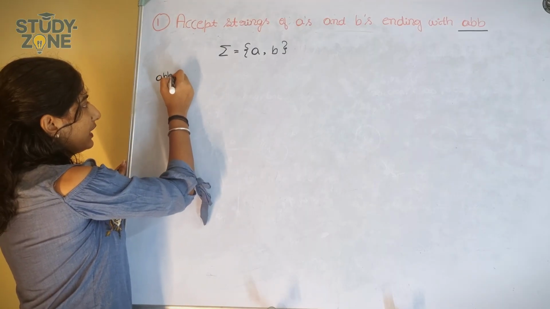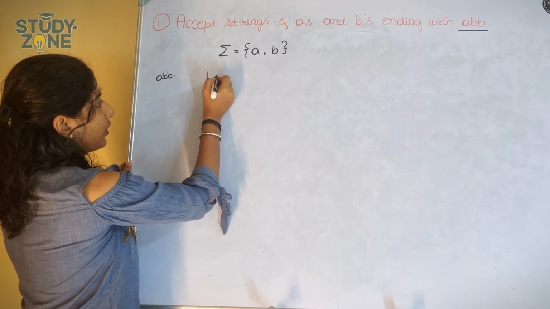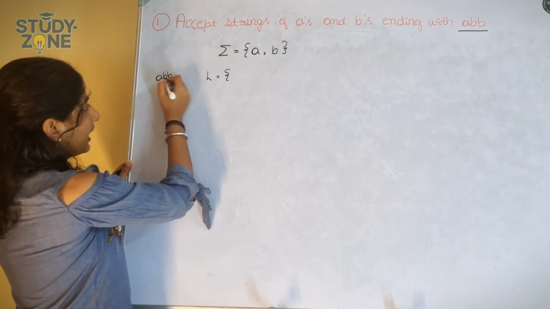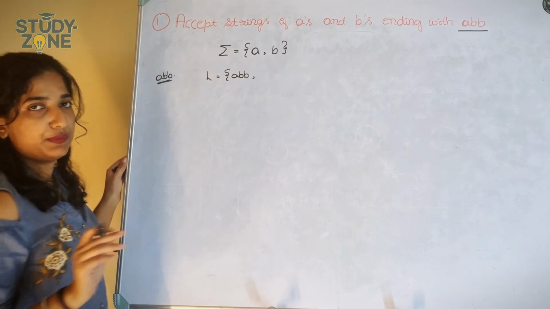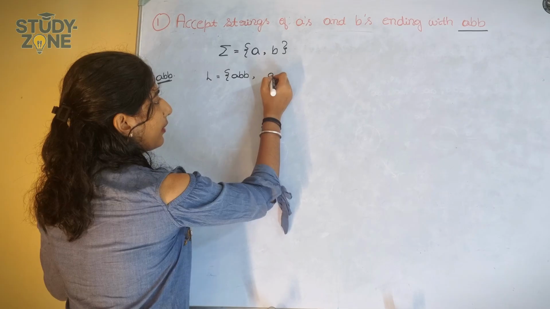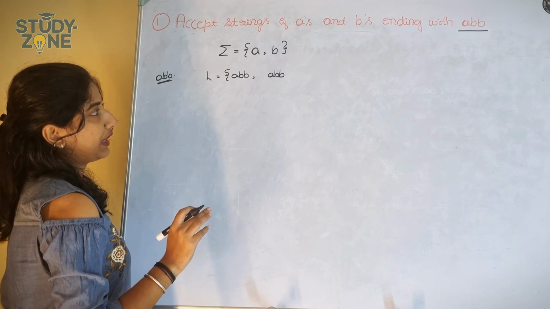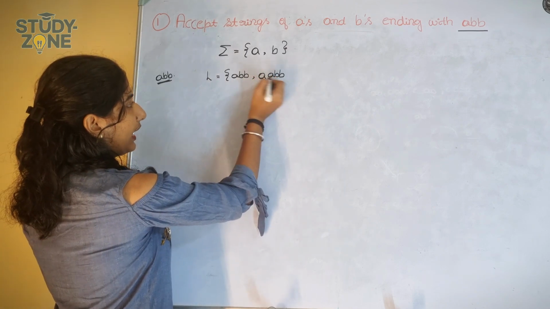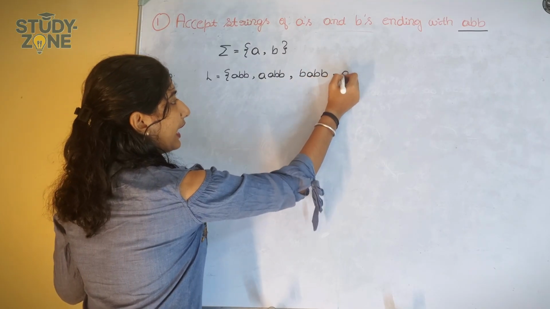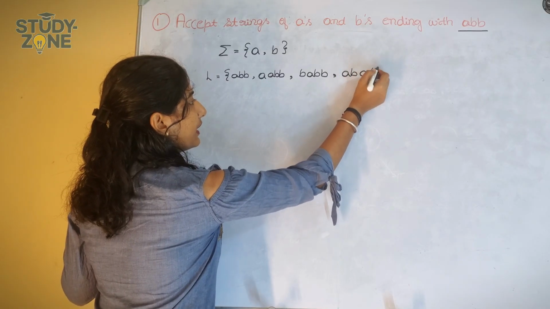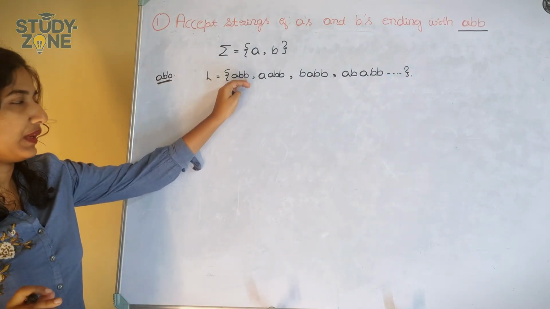After writing alphabets, we have to write the languages. At first, we need ending with A, B, B, and after that, we should have A, B, B at the end. Before that, we can have any letters, A or B. So we can have A, B, B, or B, A, B, B, or A, B, A, B, B, like this. We need a string that should end with A, B, B only.